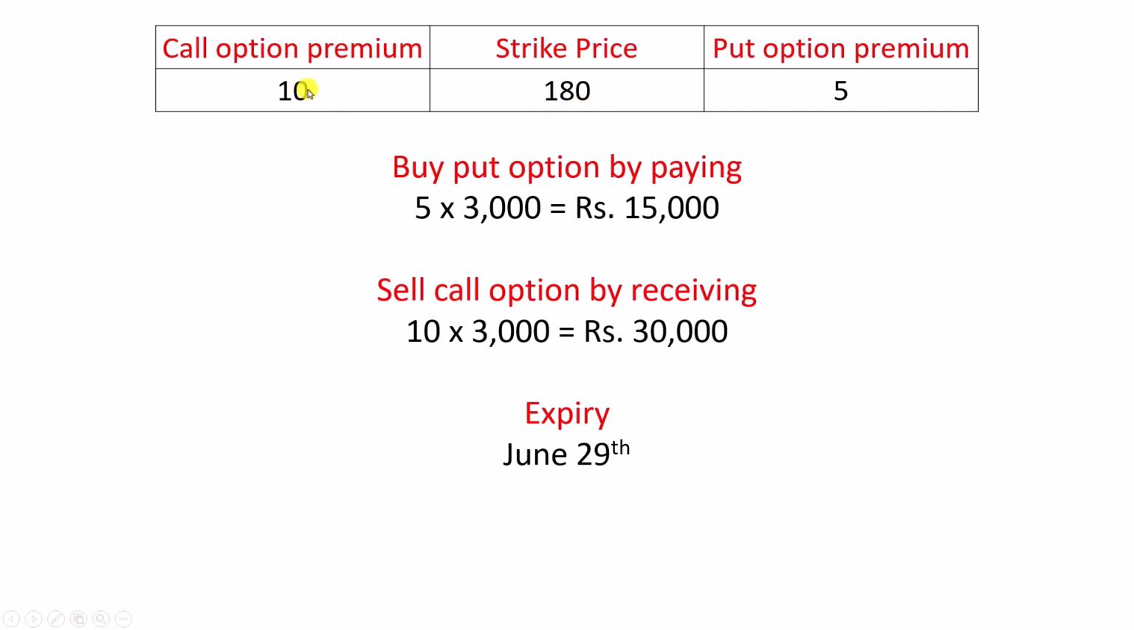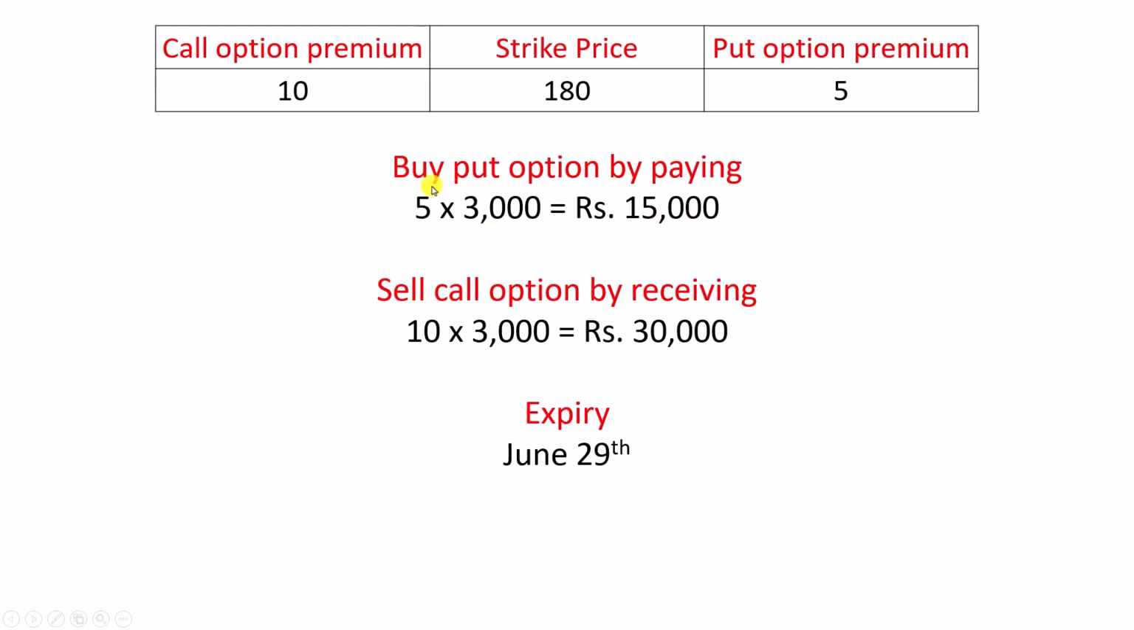Now the call option premium is 10 rupees, and the put option premium is 5 rupees. These values are made up by me to keep the calculation simple. They are not actual values, not taken from the option chain. You can buy a put option by paying 15,000 rupees. Why 15,000? Put option premium 5 into 3,000, which is the lot size of ZEAL. One lot has 3,000 stocks. So 5 into 3,000 is 15,000.